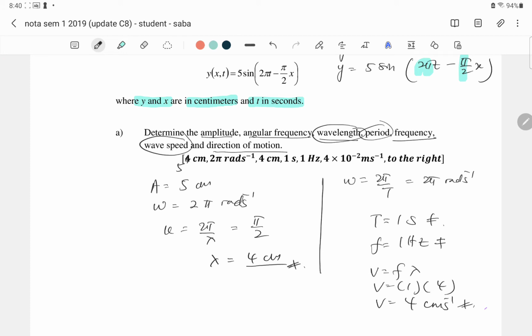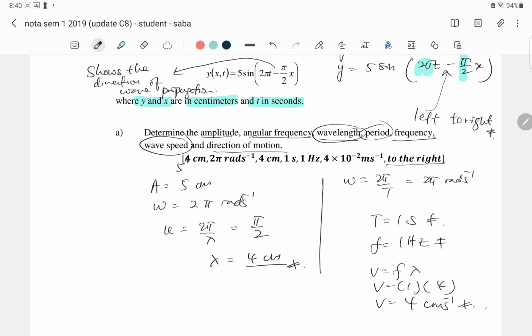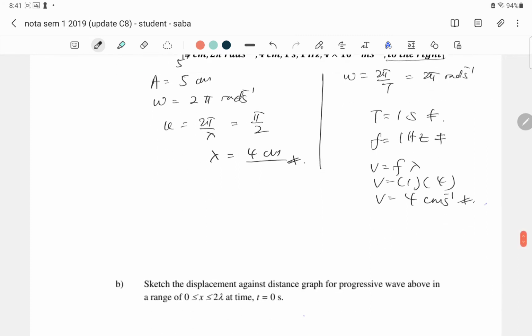And the direction of the motion, so we can have from here where the direction of motion is to the right, or from left to right, the direction of wave propagation. Okay, this negative shows the direction of wave propagation either to the left or to the right.